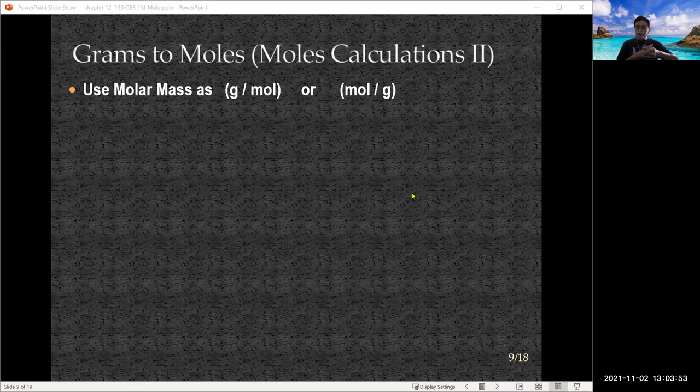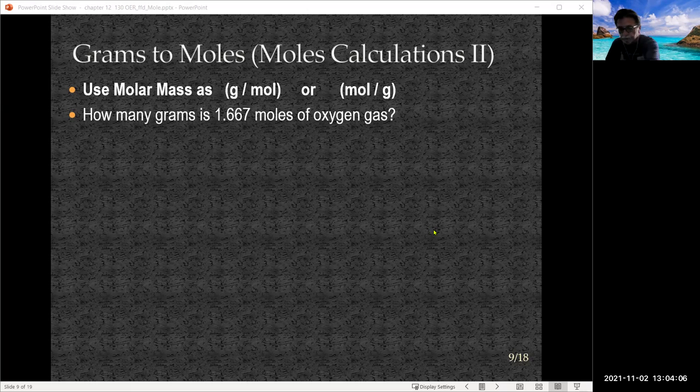So now we're going to calculate, we're going to go from grams to moles. And guess what? We can also go from moles to grams, okay? And so let's do a first example. First example, it says, let me get my pen here. How many grams are in 1.667 moles of oxygen gas, okay?